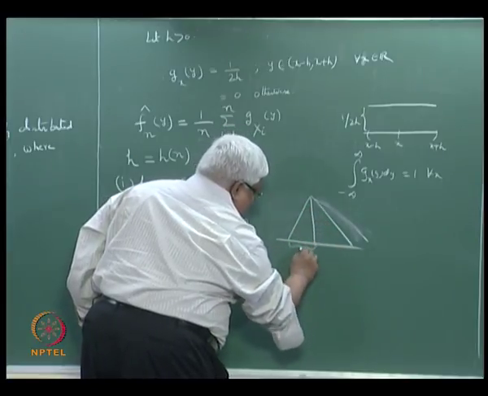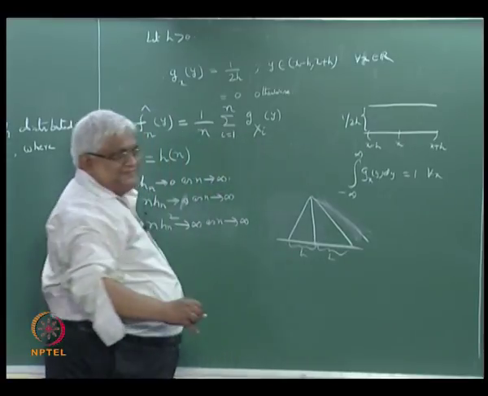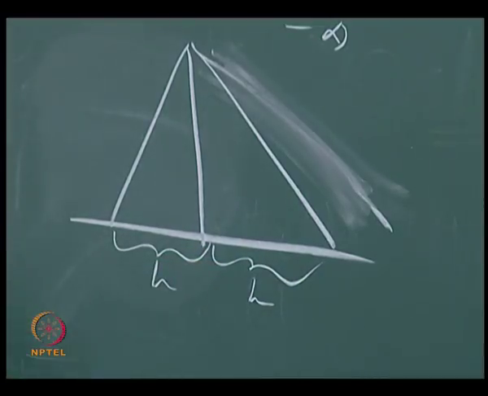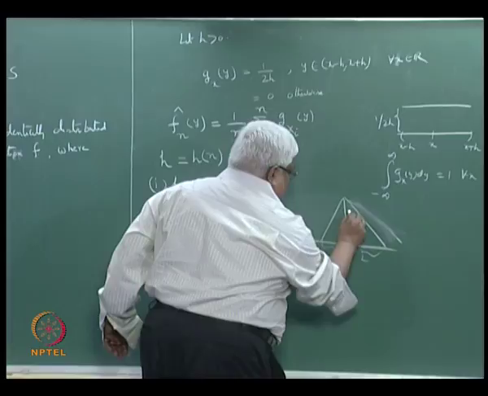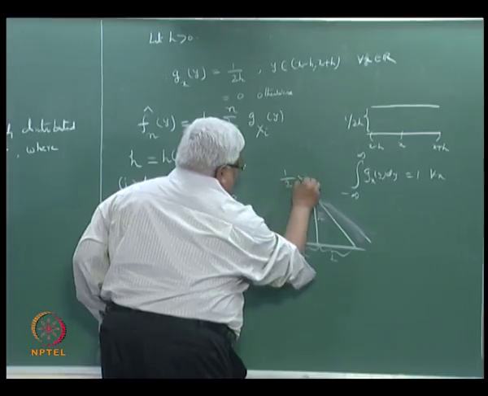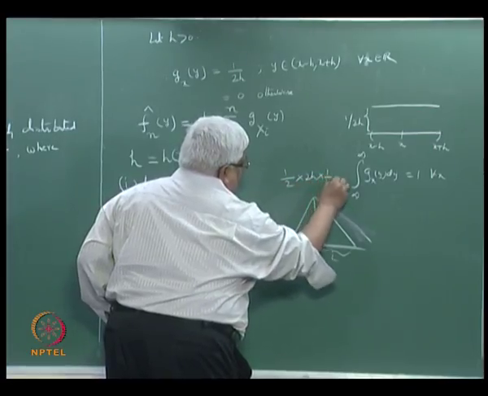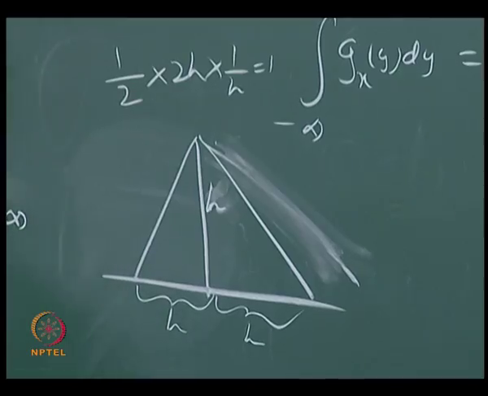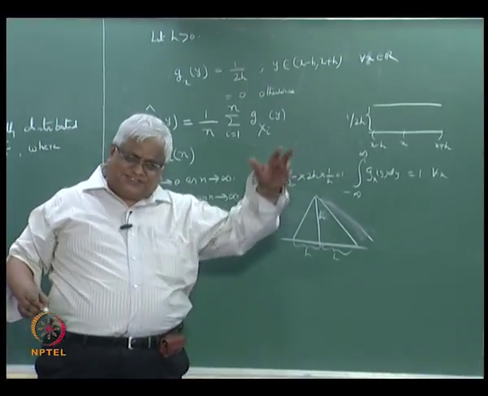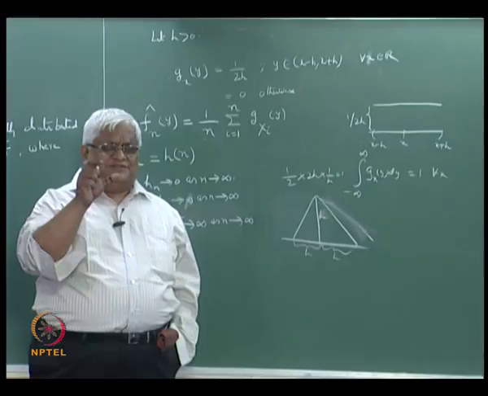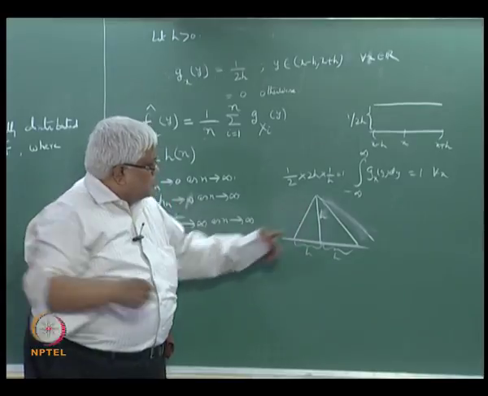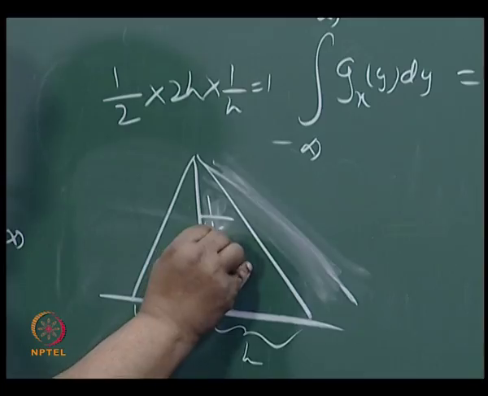Say this is H and this is H, and the base is 2H. Half times base into height must be equal to 1. Wait, half times base is H, so the height must be 1 by H. So, you can take this, then also you will get a similar result. In fact, he had shown it for a class of functions. Sorry, this is 1 by H.